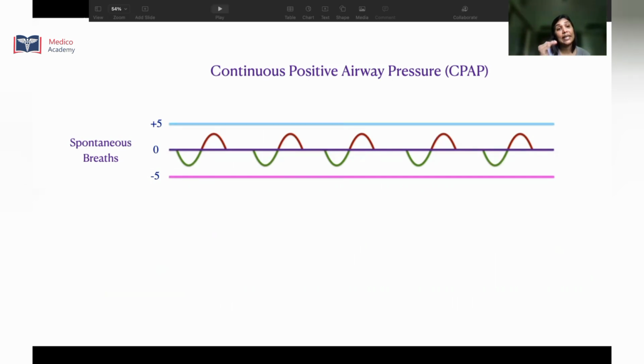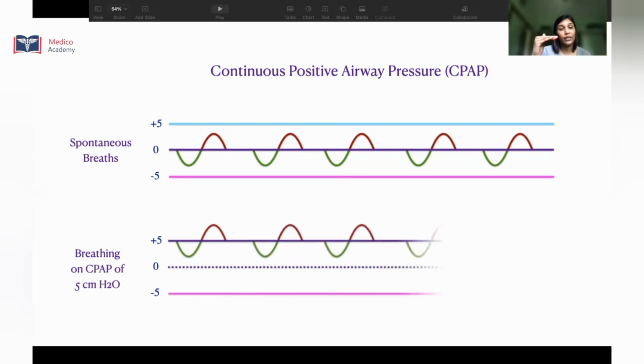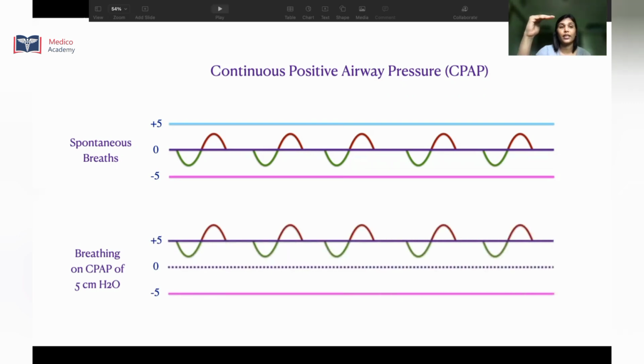So that is how normal spontaneous breathing occurs. But if you apply a CPAP, for example, 5 centimeters of water, then the entire baseline airway pressure of the patient is taken to a higher level. It's taken to 5 centimeters of water, and the breaths will be taken at that baseline. So most of the time, there will be no negative pressure in the airway. So that is called continuous positive airway pressure, where the baseline airway pressure is taken above 0.